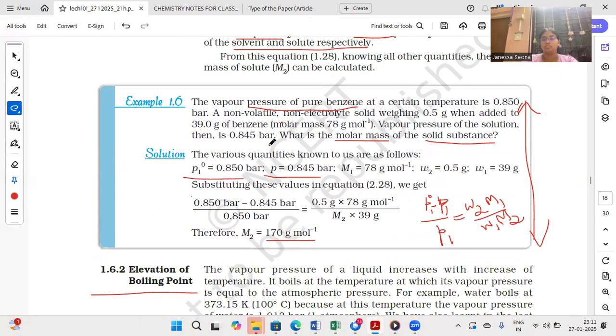The vapor pressure of pure benzene at a certain temperature is 0.85 bar. Again, bar is the unit of pressure. This is the vapor pressure of pure solvent benzene. Okay, a non-volatile, non-electrolyte solid weighing 0.5 grams, for example sugar like glucose, was added to 39 grams of benzene, and the molecular weight of benzene is given. Vapor pressure of the solution then is 0.845. What is the molar mass of the solid?